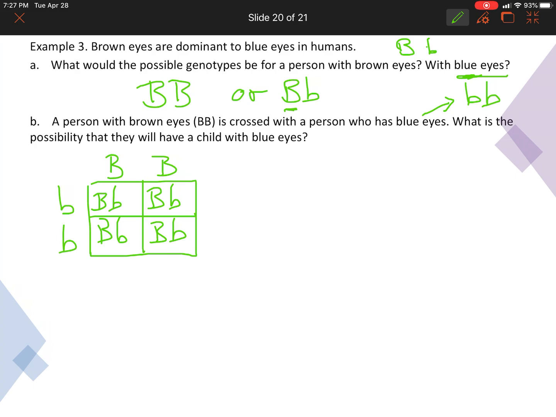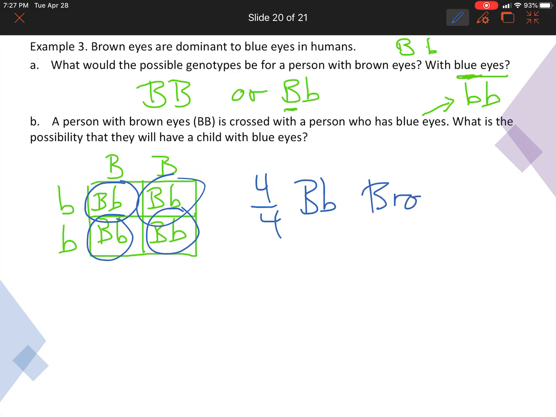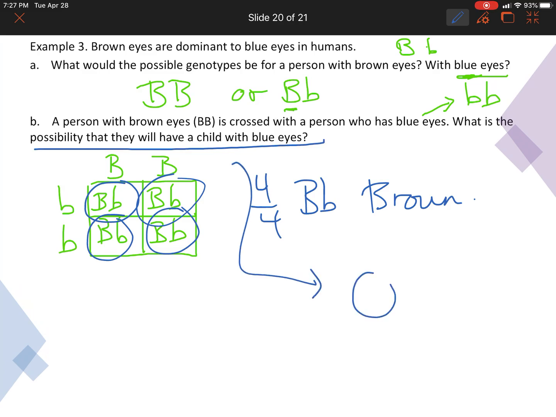If I look at this, are any of these people blue-eyed? These are all the same, so I have 4 out of 4 are heterozygous, so 4 out of 4 have brown eyes, which means what is the possibility that they'll have a child with blue eyes? 0%. They cannot have a child with blue eyes. So genetically, that would not be possible. Okay, so that's that.